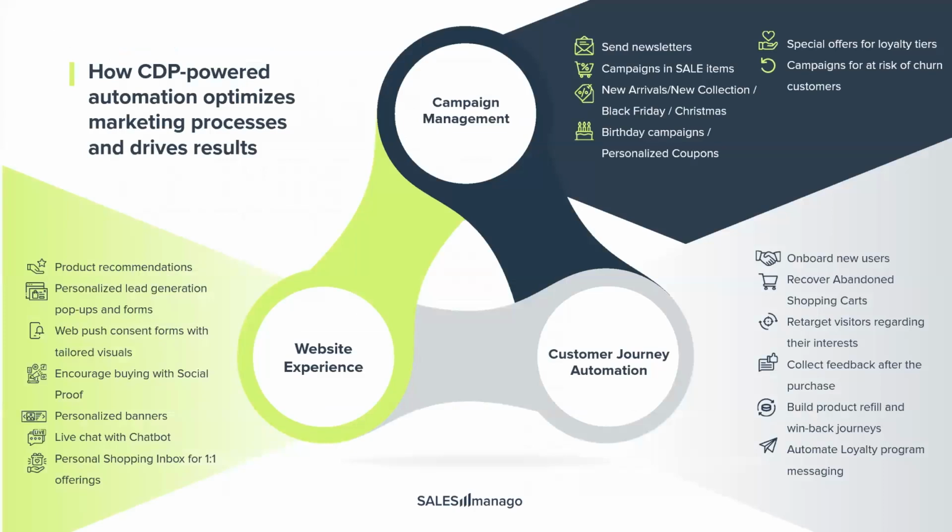For example, if you sell something that you know will be used after X days or months, you can build refill campaigns. You can give special offers to loyal customers. You can do something more seasonal, like, for example, a Black Friday or Christmas campaign, and it will be automated. It will be working in the background.